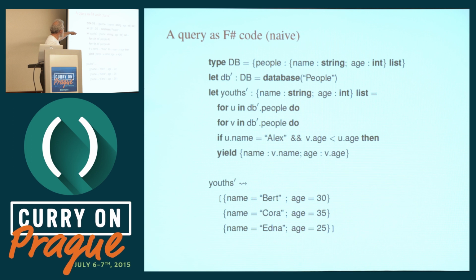Right, so we run over everybody in people once, and then we run over them again. So if people has n entries, this will take time n squared. Whereas the SQL query I showed you before, if you use indexes properly, just runs in linear time. So that's one thing that's wrong. It takes too long. Anything else?